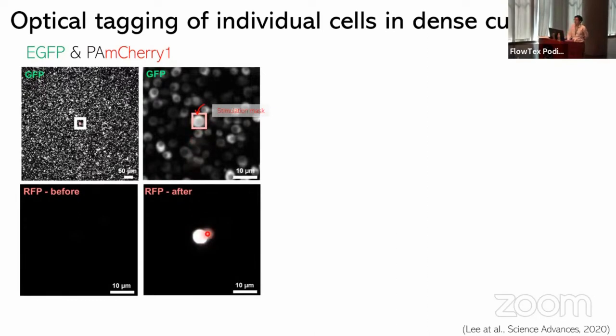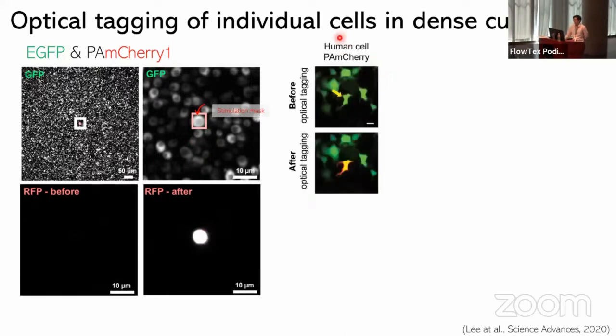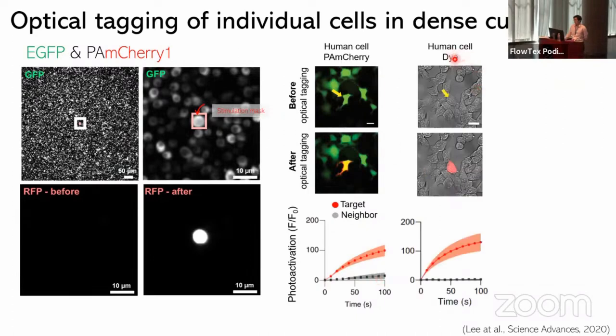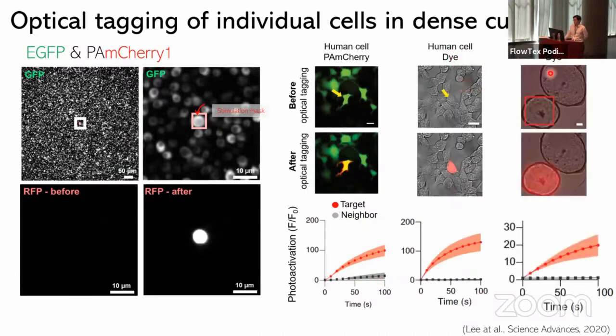Because versatility was a very important design criterion for us, we tested this in many different cell types. We also tested in human cells, and you can do virtually the same thing. We quantified the fluorescence change over time, and only the target cell increases while the neighboring cells show minimal increase. You can also do this using dyes, as mentioned before, and in 3D tissue like organoids. Dyes are useful in cases where expressing exogenous PA-mCherry might be difficult, for example in primary cells, which are difficult to transfect or transduce. Overall, the optical tagging method is highly versatile.